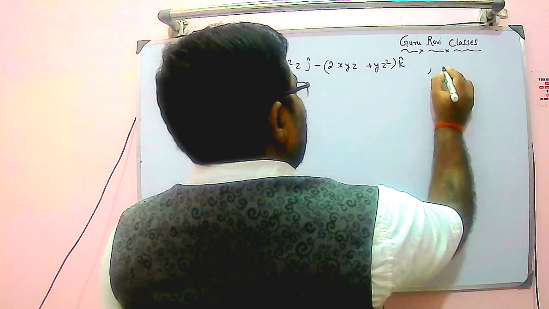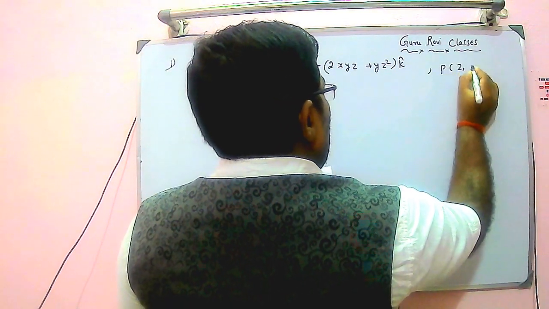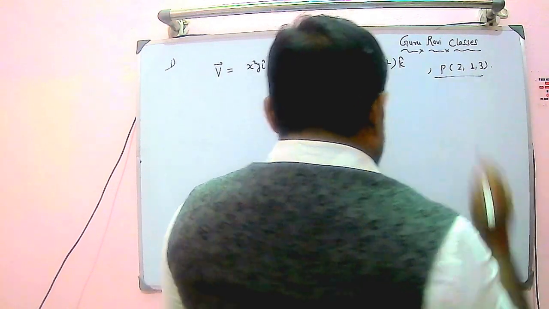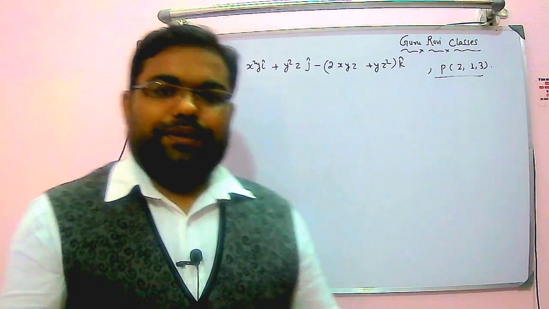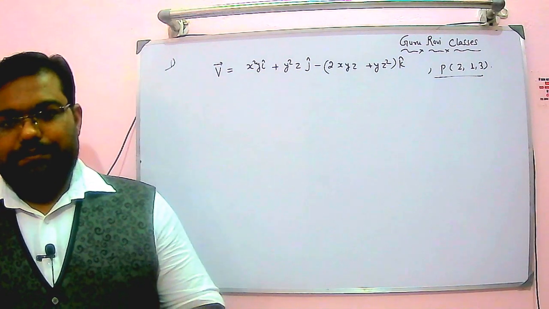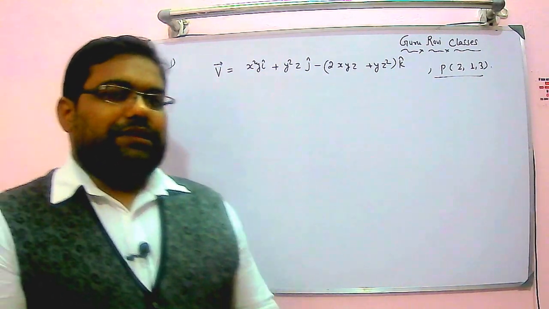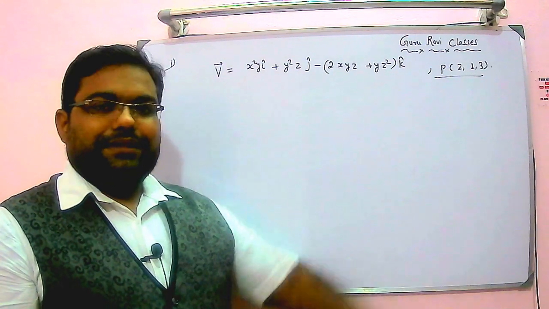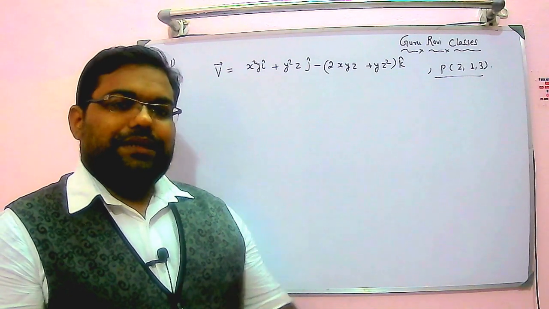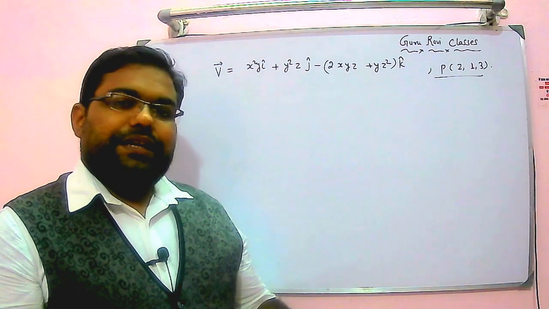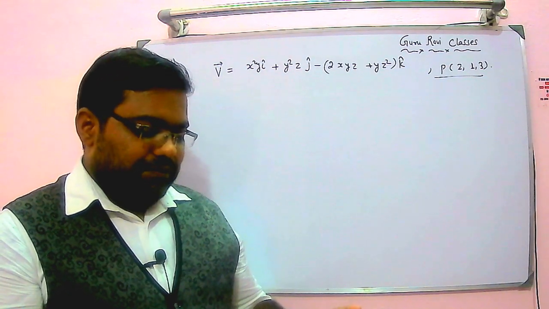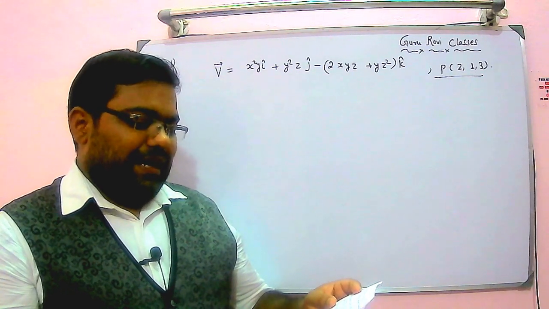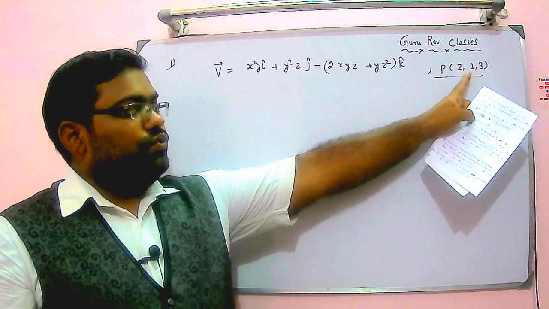The point is given as (2, 1, 3). So at this point we need to find out the velocity components. I am again repeating the problem: the velocity vector for a given flow domain is given by this equation. Prove that it is a possible case of steady incompressible flow. Also calculate the velocity components at the point (2, 1, 3).